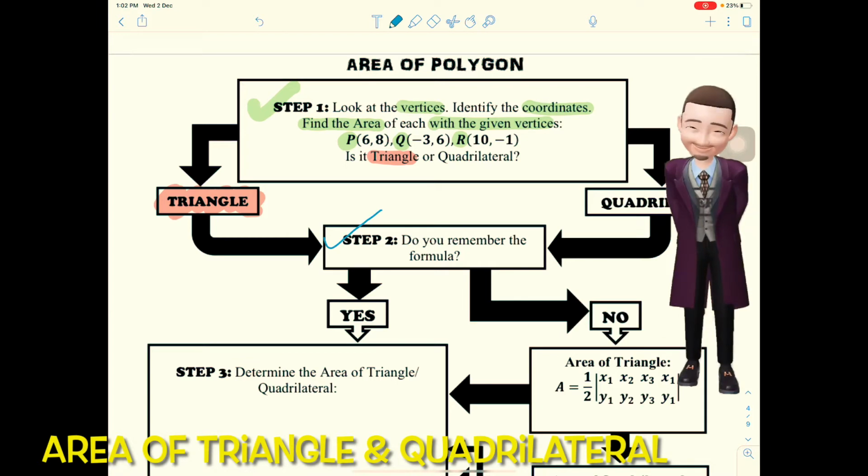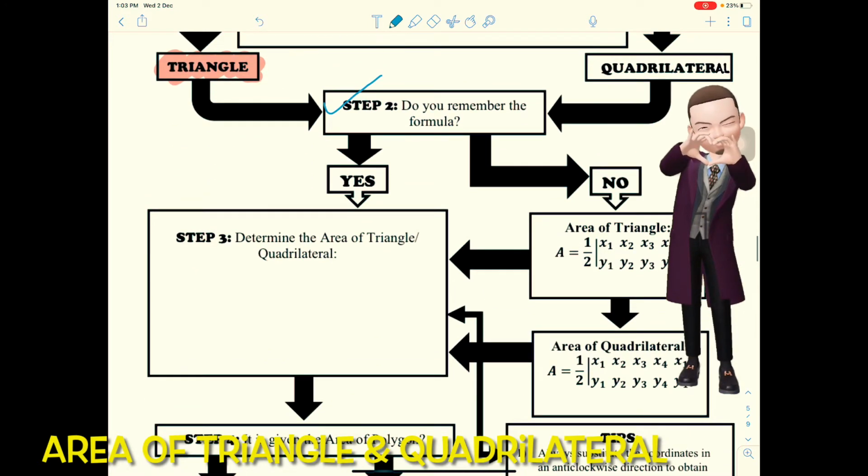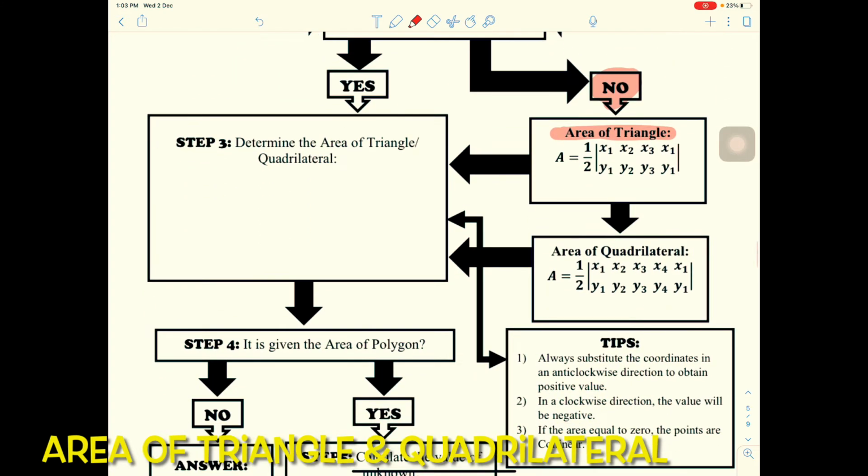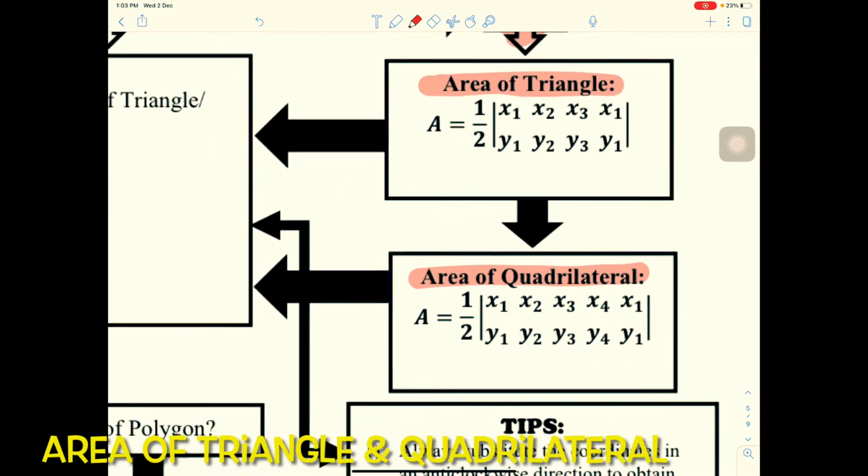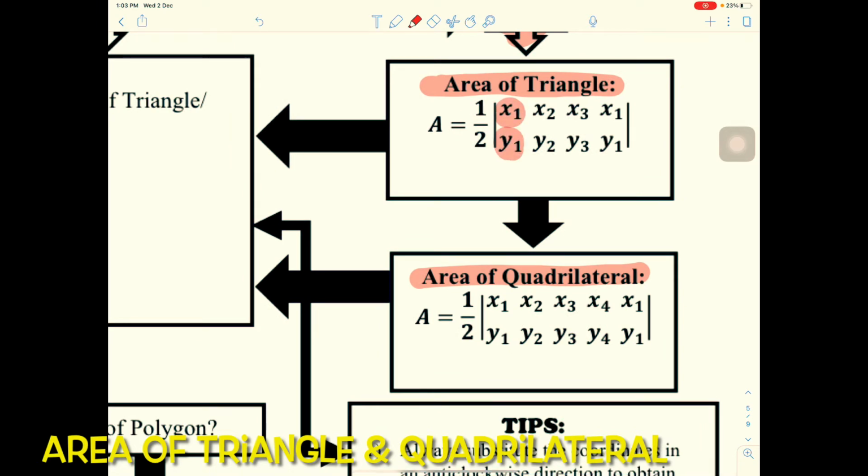Step 2. Do you remember the formula? If not, color here, and this is the formula of the area of a triangle. From the formula, if you start with x1, y1, let's say point P, followed by x2, y2, point Q, x3, y3, point R, and then return back to point P, x1, y1, inside the modulus. That means if you get any negative value in the modulus, we have to make it positive, times 1/2.